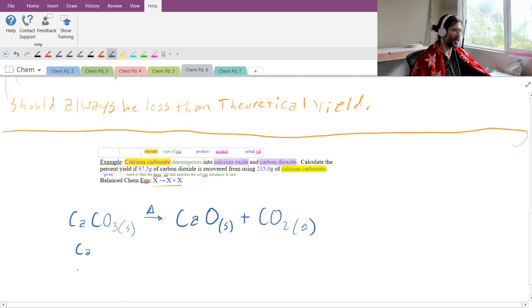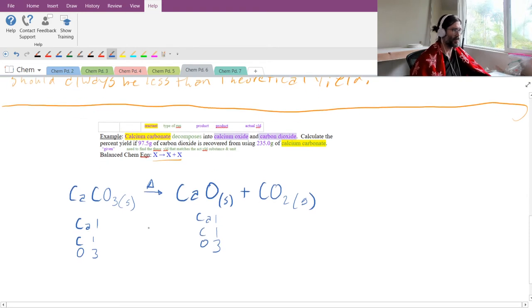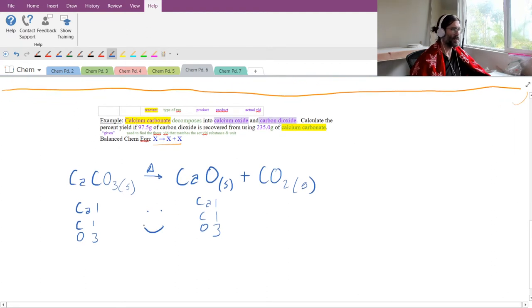So we'll write down our mass balance, see what we have on both sides of the equation. We have one calcium, one carbon, three oxygens. On the other side, we have one calcium, one carbon, three oxygens. They look pretty balanced to me. Yay! It's balanced. Hooray.